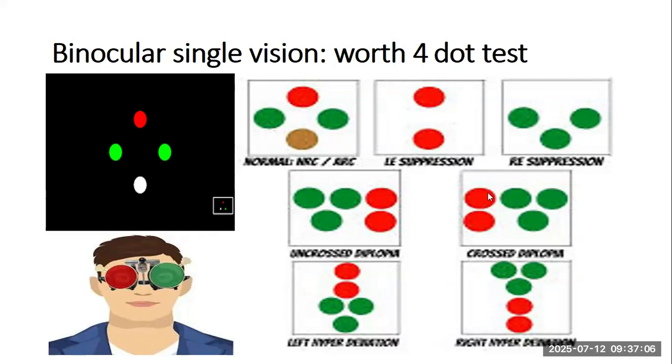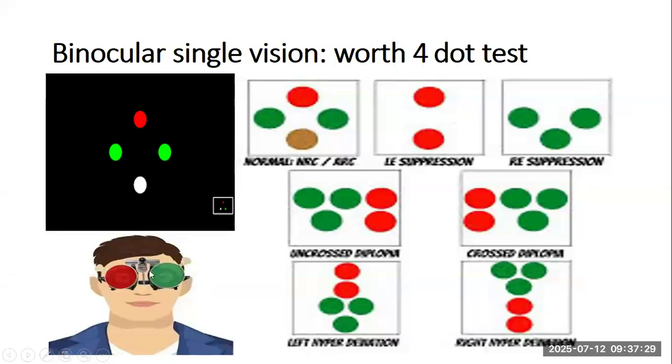So Worth's four dot test is a kind of binocular single vision test. It's done using a Worth four dot chart or object. You have a test object that has 2 green lights, 1 red light, and a white light.